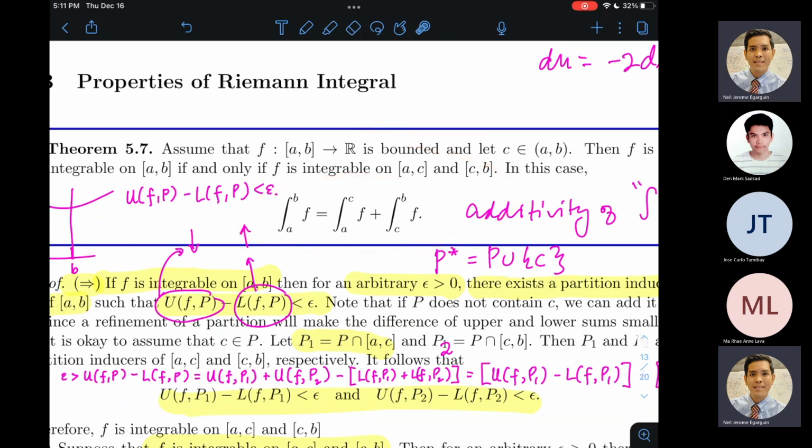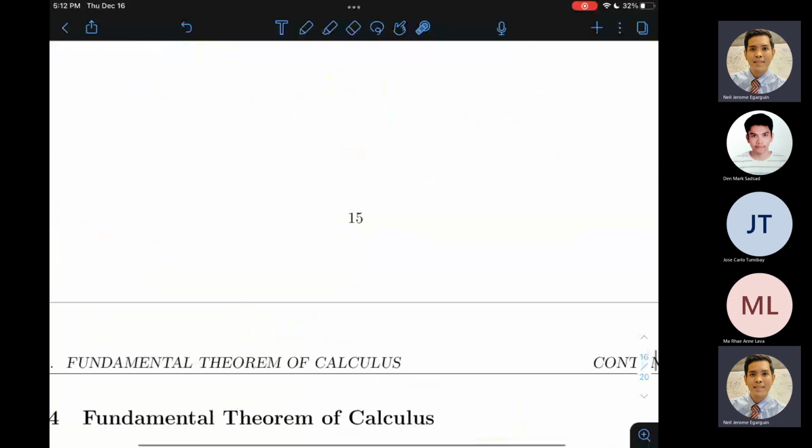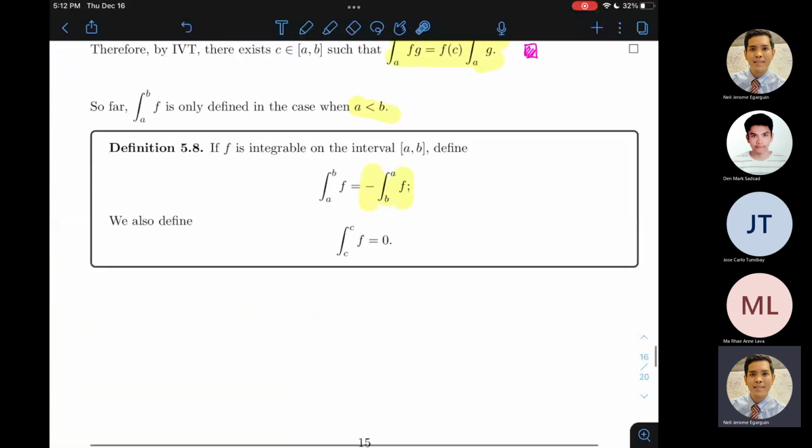So siguro pag-isipan ko, nabigay ko na nga pala yung problem set, no? Ngayon ko na-realize maganda siyang problem sa problem set. Ipakita na hindi lang 'to nagwo-work sa mga C's na nasa loob ng open interval. Posible rin siyang mag-work kahit si C ay nasa labas na ng open interval AB thanks to the last definition that we had. Okay?